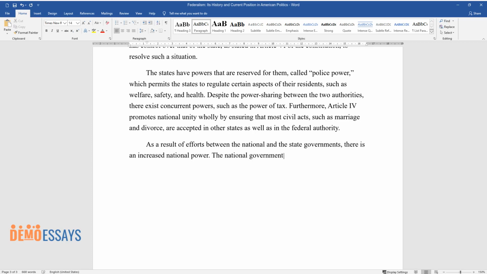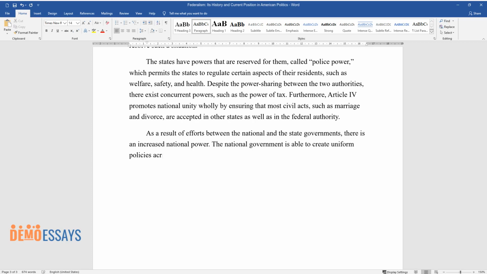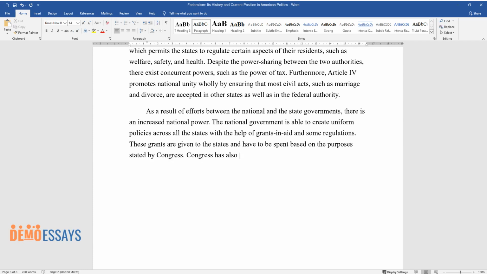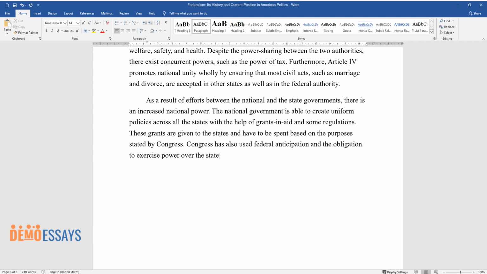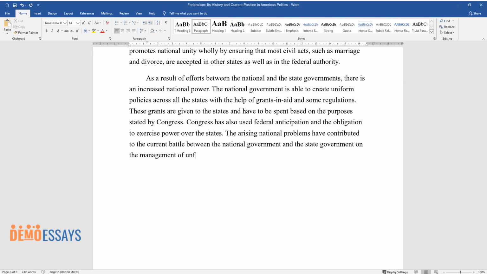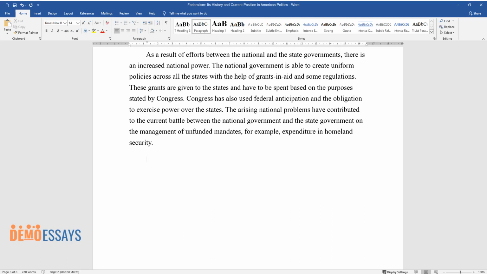The national government is able to create uniform policies across all the states with the help of grants and aid and some regulations. These grants are given to the states and have to be spent based on the purposes stated by Congress. Congress has also used federal preemption and the obligation to exercise power over the states. The arising national problems have contributed to the current battle between the national government and the state government on the management of unfunded mandates, for example, expenditure in homeland security.